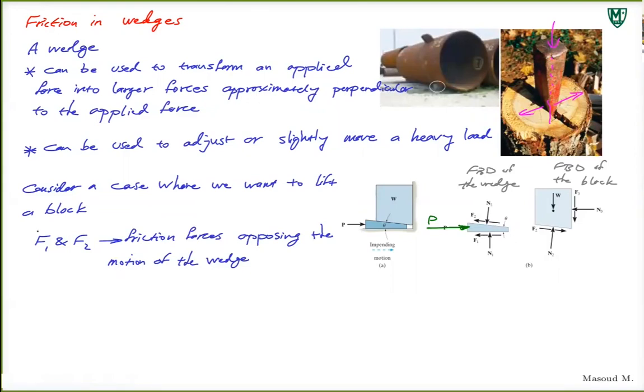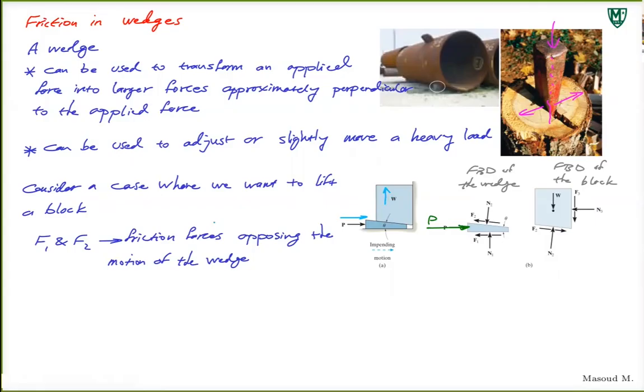Now, if you draw the free body diagram for the block, well, there is weight. The block is against the wall, so there is a normal force from the wall applied to the block. The block is trying to go up. This is the possible motion that can happen. It's impending motion. This is about to happen when P is applied to this wedge, this block goes up. So the possible direction of the motion for this block would be upward.